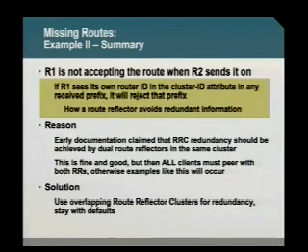So summary of that, R1 is not accepting the route when R2 sends it. If it sees its own router ID and the cluster ID attribute in any received prefix, it will reject that prefix. And that's how a route reflector avoids redundant information.